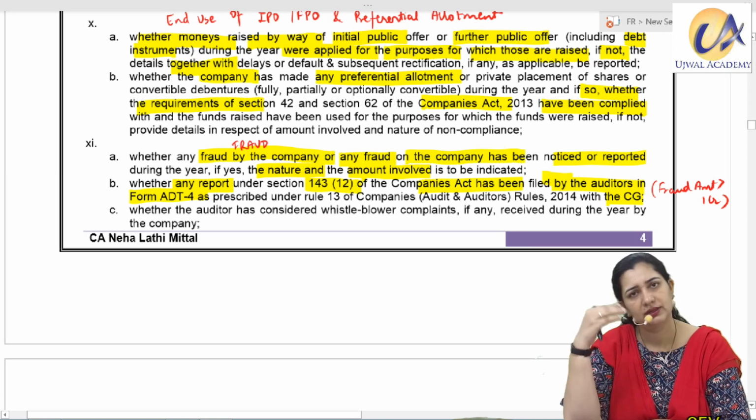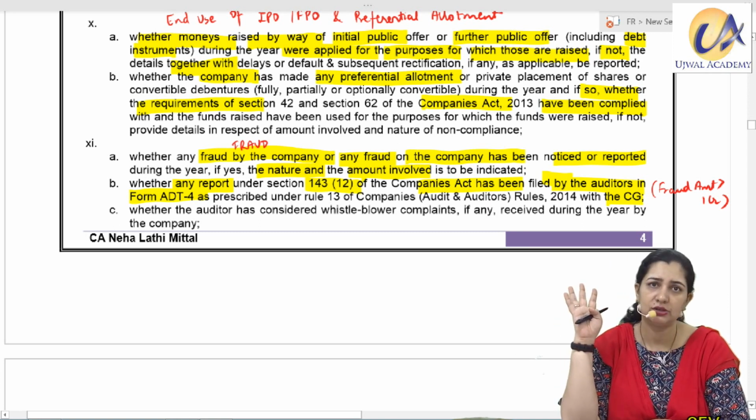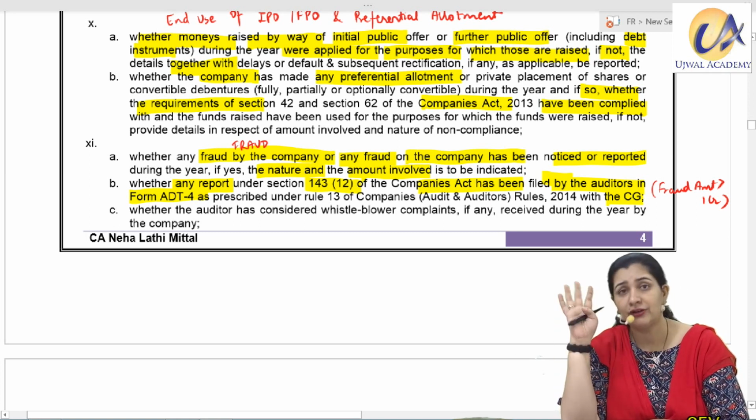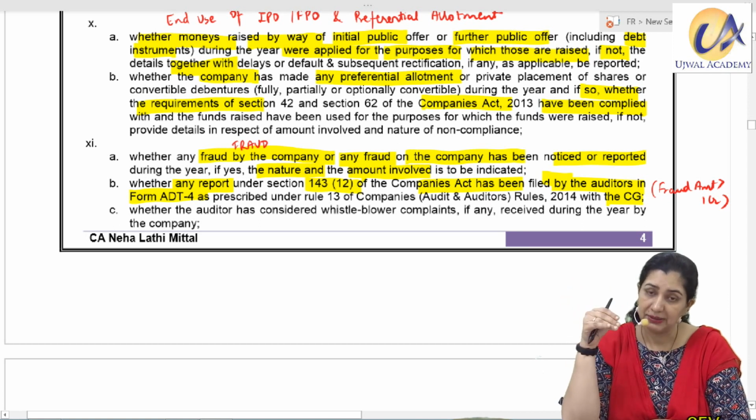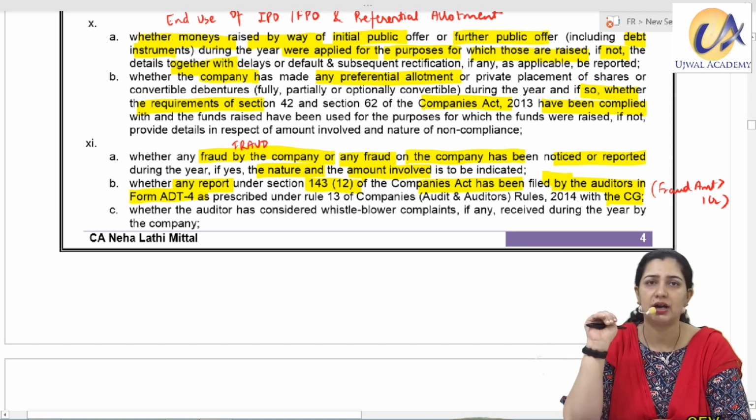Again, we have to report. SA 240 reporting you're doing, ADT-4 you're filing, right? But still, you have to also mention it in CARO.